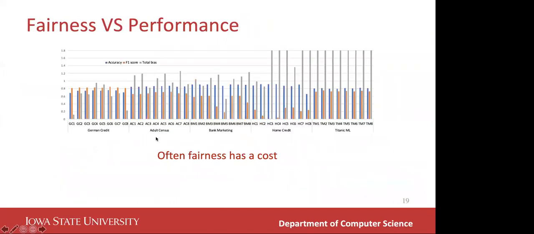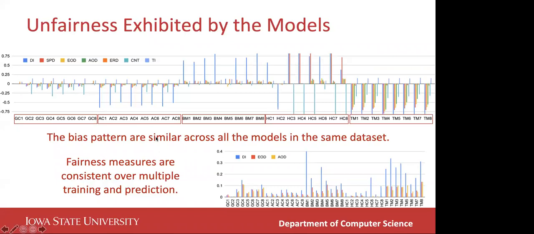So you have GC, AC, BM. These are different datasets, right? These are names of the datasets, and these boxes are the same dataset. So German credit, GC 1, 2, 3, 4, 7. The 8 are the 8 different models. Yes, you have 5 datasets. So what you say is that BM and HC have some bias problem, the other 3 are not. Is that right, or how do you interpret?